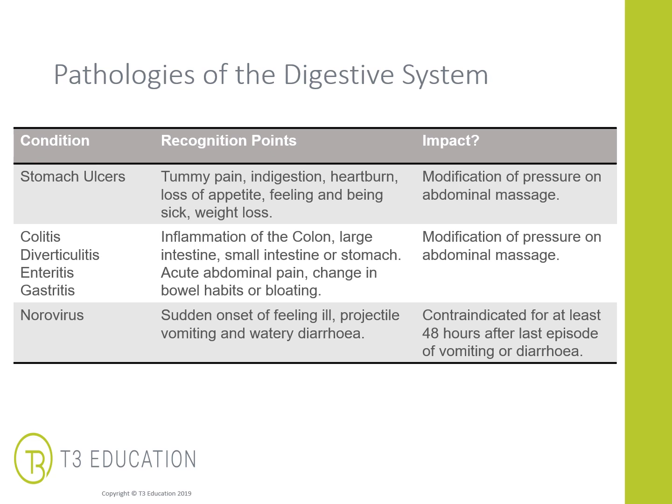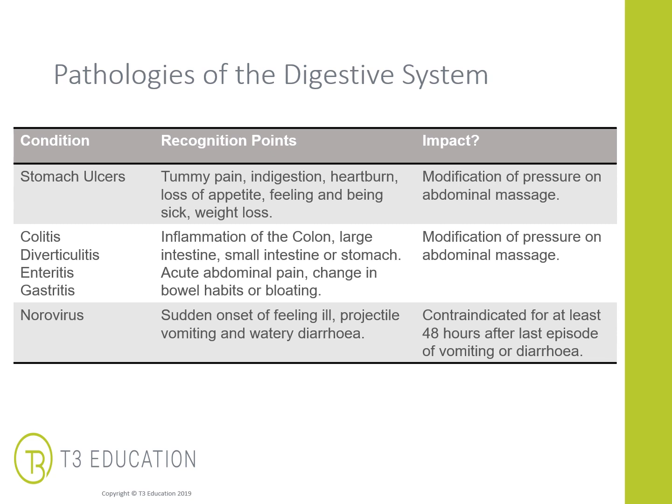Next, we have a collection of itis here. So itis equals inflammation of various organs of the digestive system. Whether it's colitis, diverticulitis, enteritis, or gastritis, that itis is indicating inflammation of various parts, whether that's the colon, large intestine, small intestines, or stomach.